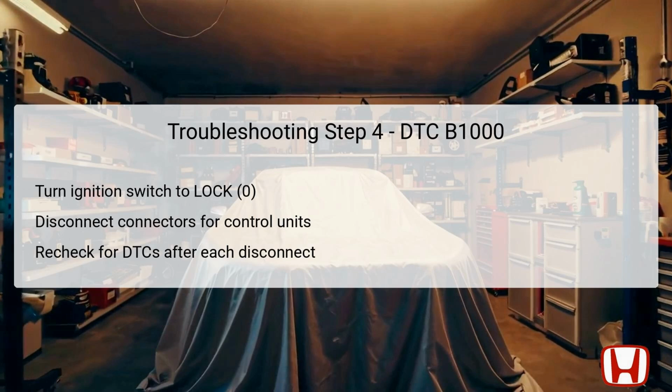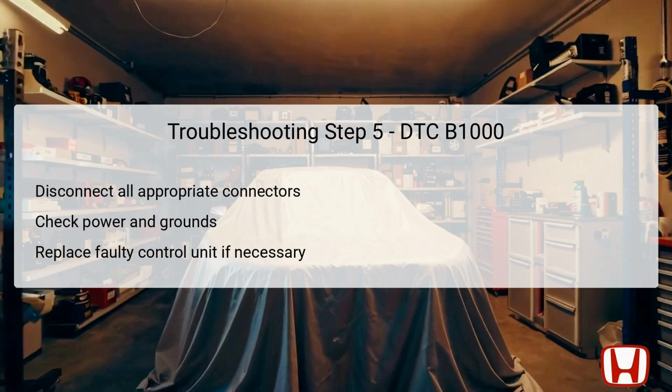After each disconnection, the technician should clear the DTCs and recheck for the presence of B1000. If B1000 is still indicated, it suggests there is a persistent issue and further investigation is warranted. Otherwise, if the error no longer appears, it may indicate that the control unit previously disconnected was faulty.